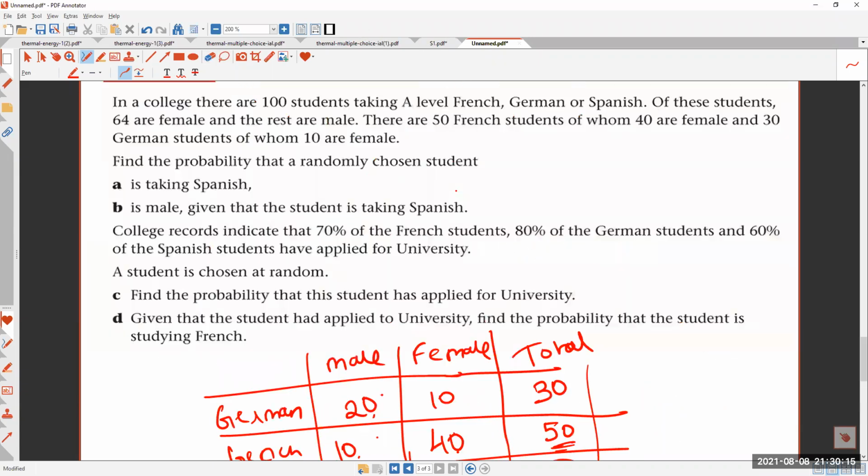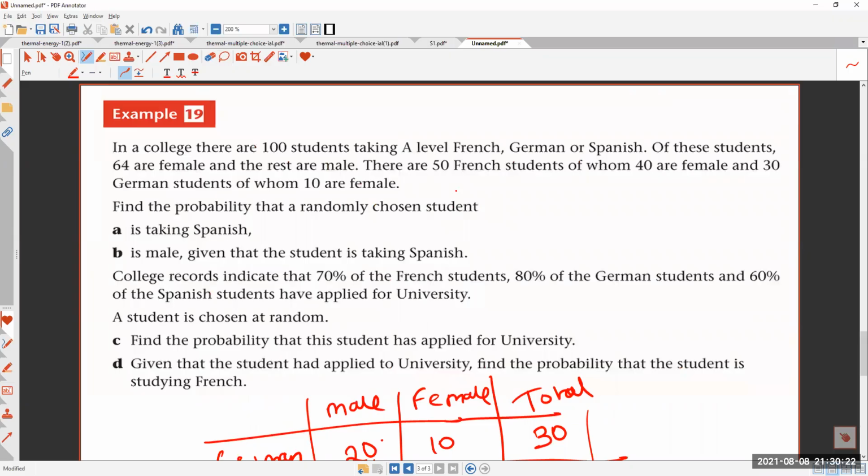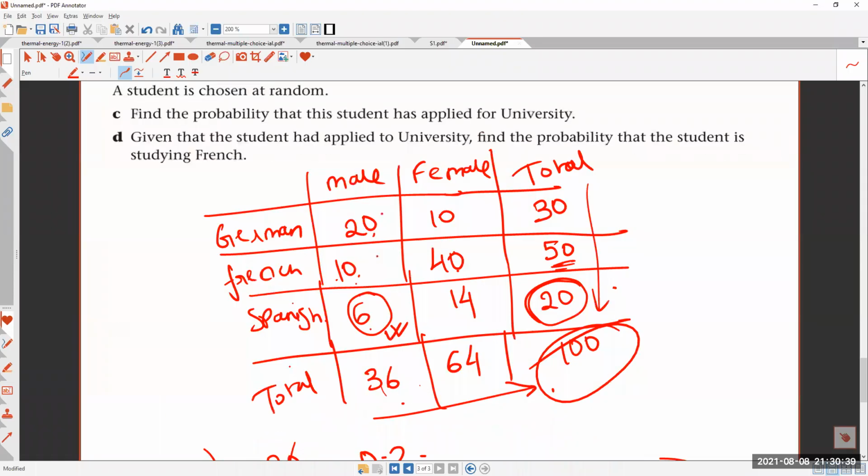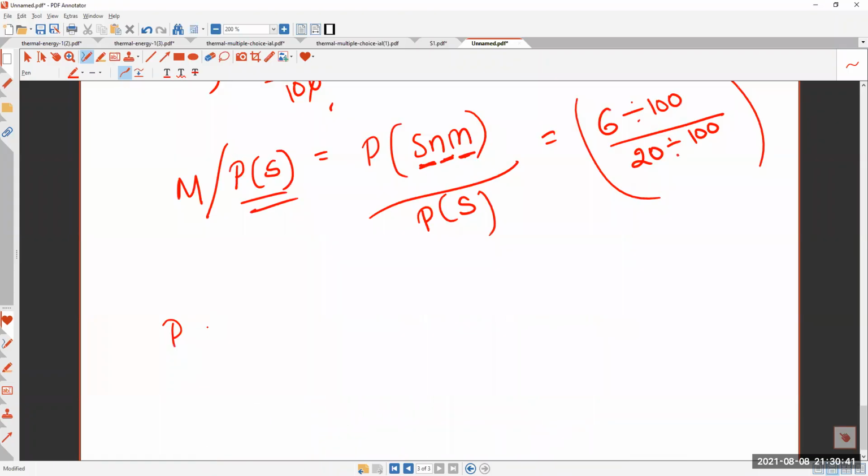Next thing they are saying, college record indicates 70% of the French students, 80% of the German students, and 60% of the Spanish students applied for university. Okay, so fine. The student is chosen at random. Find the probability that this student has applied for university. So how many students applied for university?